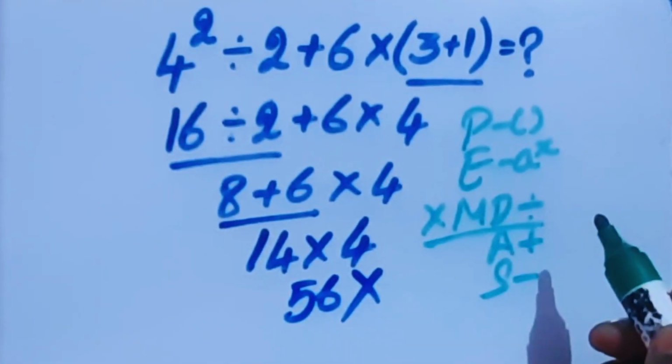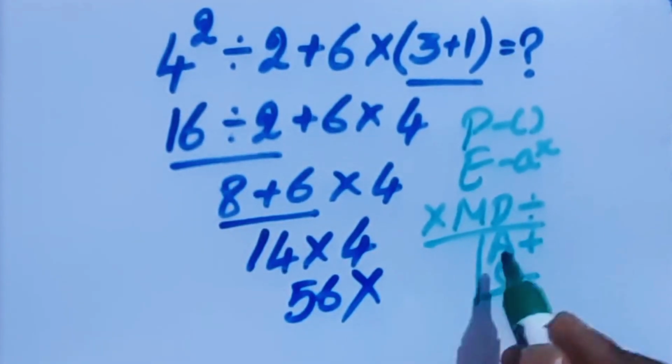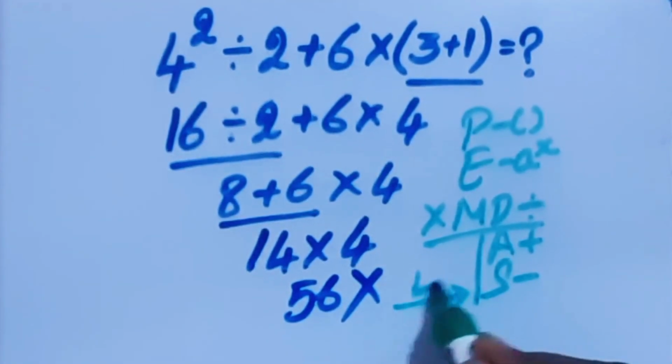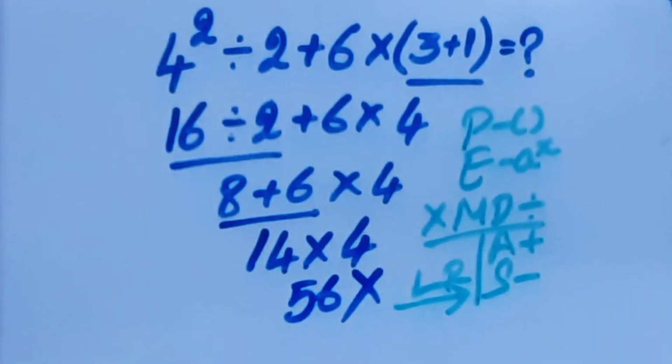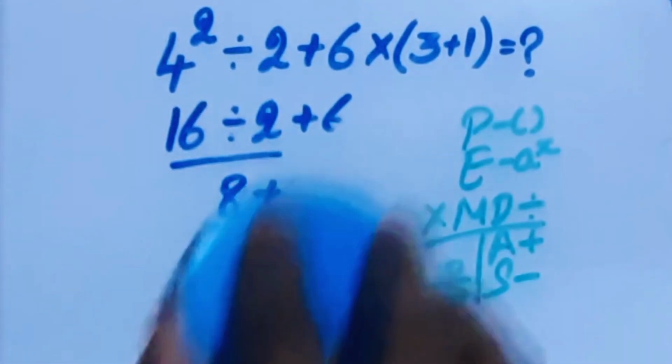Here, multiplication and division are equal priority. Also, addition and subtraction are equal priority. For equal priority, we go left to right in the problem. Now, we are going to solve this problem the correct way by using this order of operations, PEMDAS.